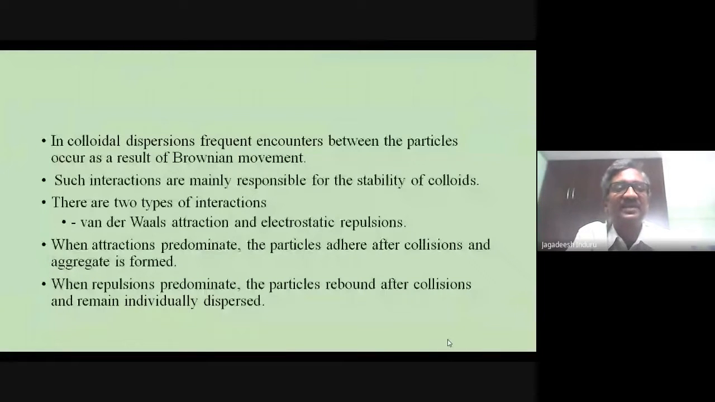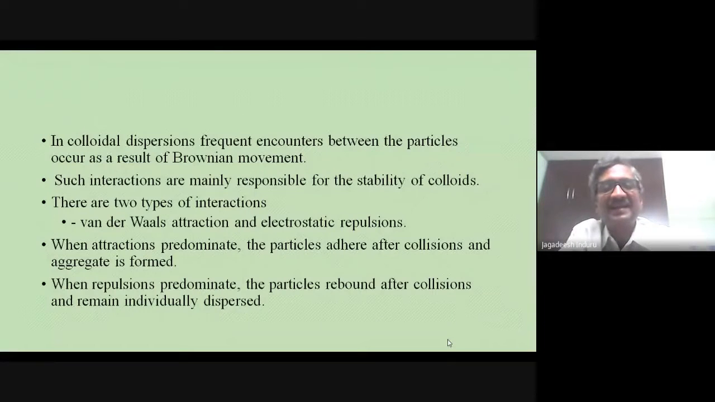We know that according to the DLVO theory, which deals with the electric properties of our colloids, we have two types of interaction. One is van der Waals attraction, another one is electrostatic repulsion. The van der Waals attraction forces cause the aggregation, whereas the electrostatic repulsion causes the particles to repel each other, enhancing the stability.